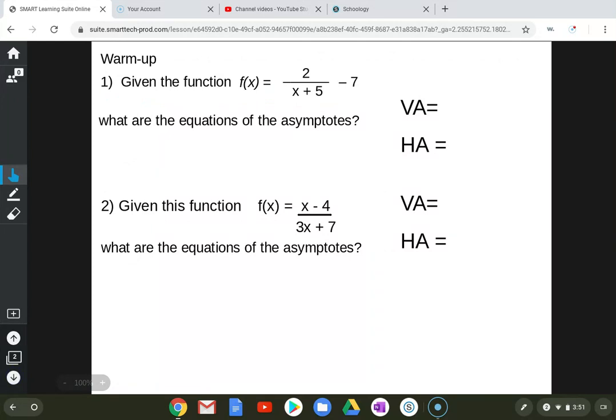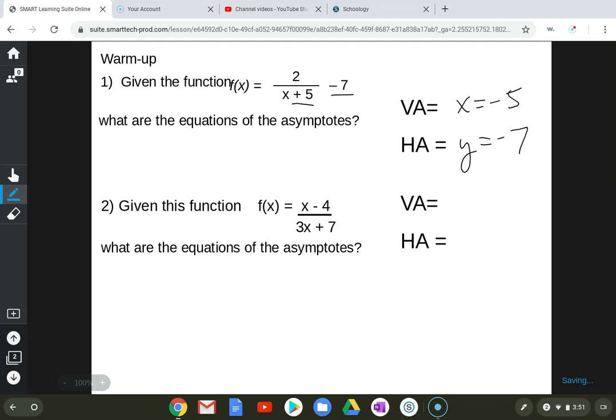Here we go. So for our warm-up, we have this lovely function 2 over x plus 5, minus 7. If you want to take a minute and pause the video, see if you can find the asymptotes yourself, and then come back to it. But I can tell you that if we do it by translations, we have shifted this graph 5 units to the left. So our vertical asymptote is going to be at x equals negative 5. And then 7 units down, so our horizontal is going to be at y equals negative 7.